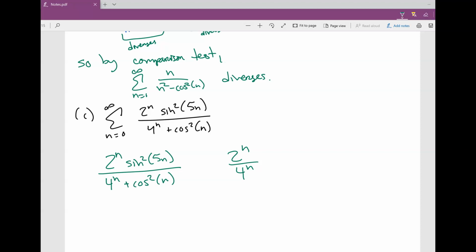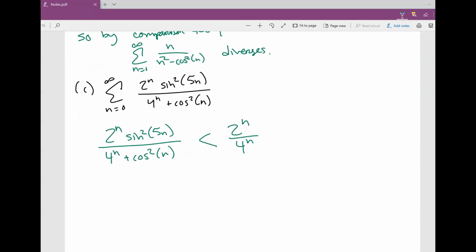And then this bottom part, when you add something to it, you're going to make it bigger and make the whole thing smaller. So this is going to be less than that. All right, so now what we have to do is deal with this guy.